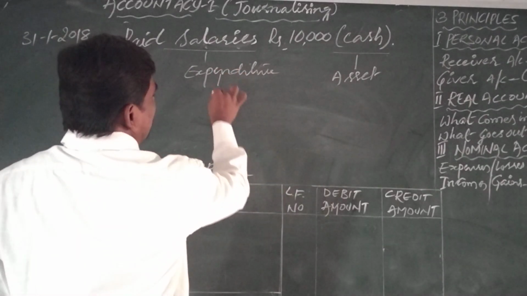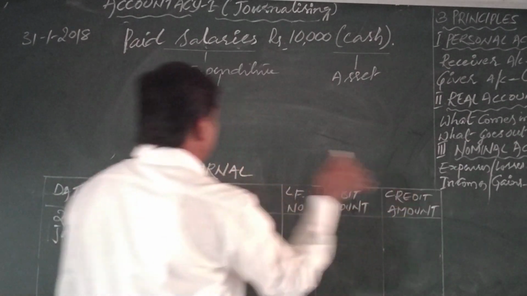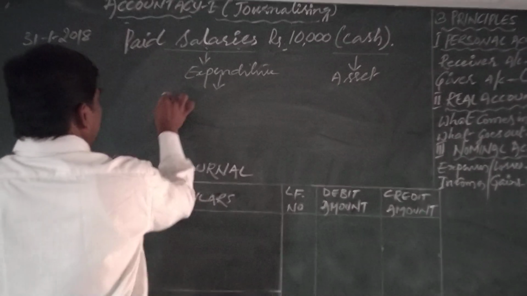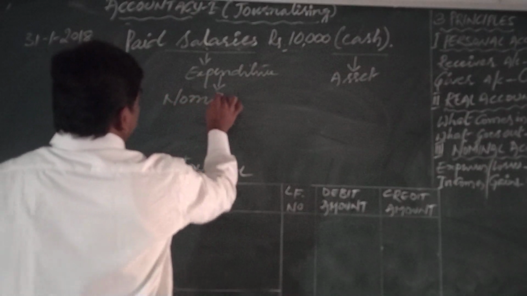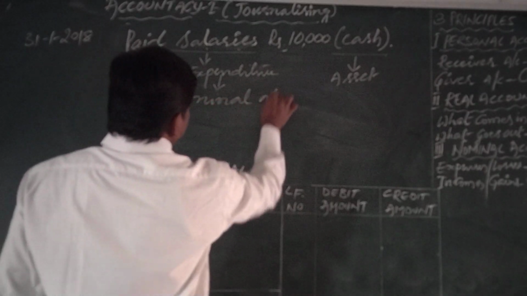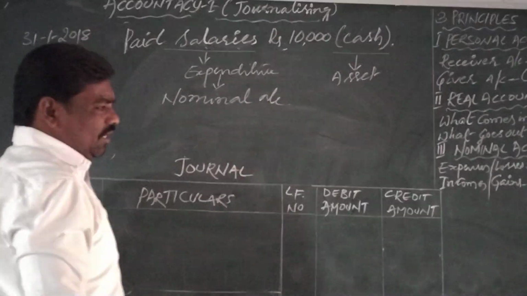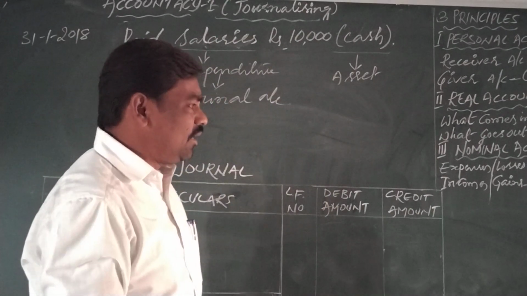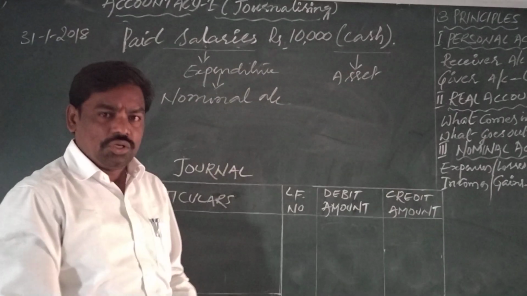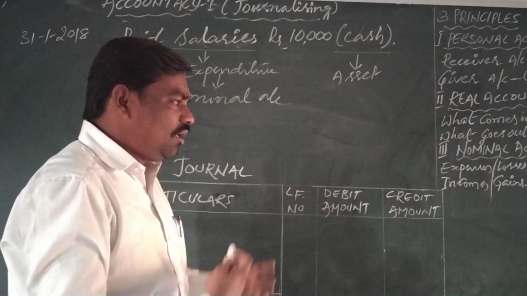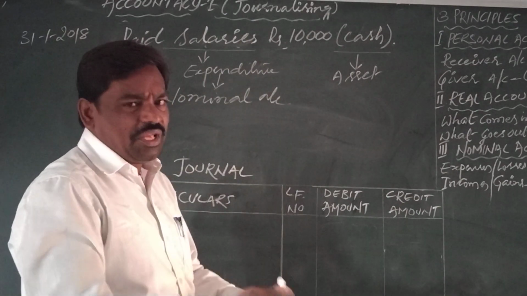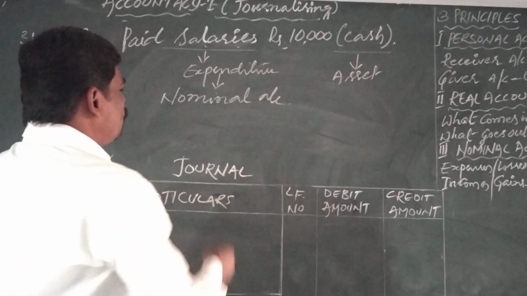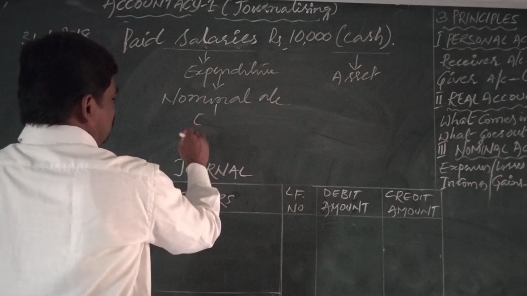So expenditure comes under which account? Nominal account. Expenditure comes under nominal account. Here you can write nominal account. What does the nominal account principle say? Nominal account principle says that expenses, losses, costs should be debited. Incomes, gains, profits should be credited. Here it is an expenditure, so we can debit it. Okay, students.